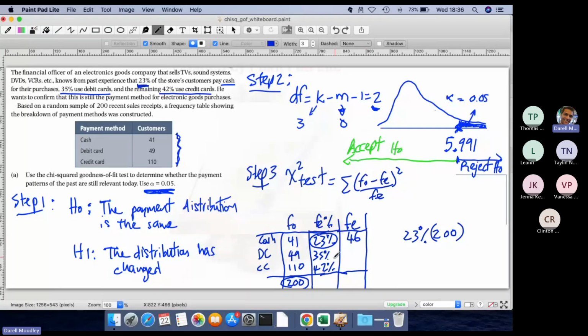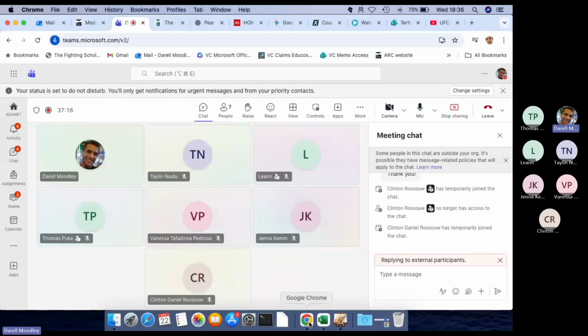Does everyone understand that? Because if you expect 23%, no matter how many customers you have, let's say you had 100 customers, and you expected 23% of them to pay by cash, then you would expect 23% times 100 people, which is 23 people to pay by cash. So check the chat there. I assume everything's good, but just let me know otherwise.